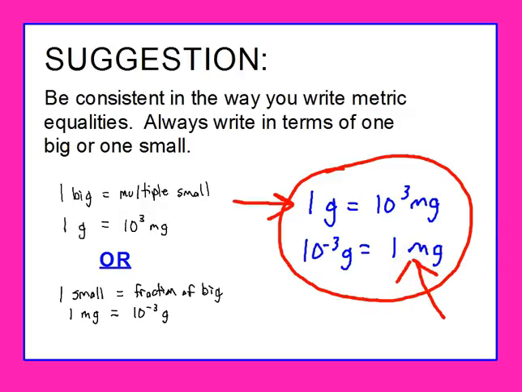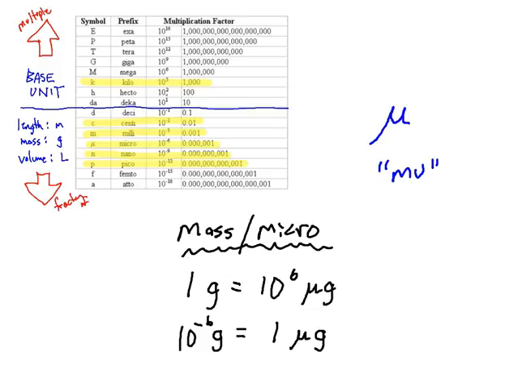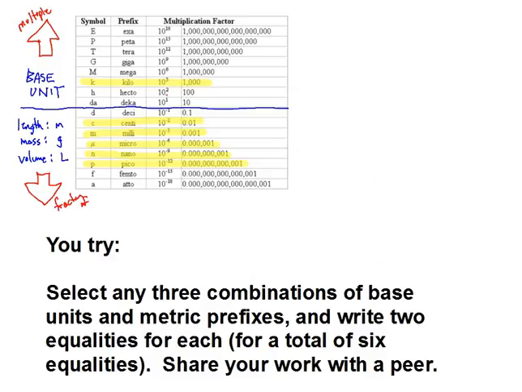Back to the example at hand, again, mass and micro. I tend to prefer writing in terms of one big one, so I'm going to start with 1 gram. I'm going to set that equal to 1,000,000 micrograms. In my mental voice, I say that one big one is equal to a lot of small ones, and that ends up making sense. Maybe you're someone who likes to write in terms of one small one. If you write in terms of one small one, you're going to be setting that equal to 1,000,000th of a big one. Again, mental voice, one small one is a small fraction of a big one.